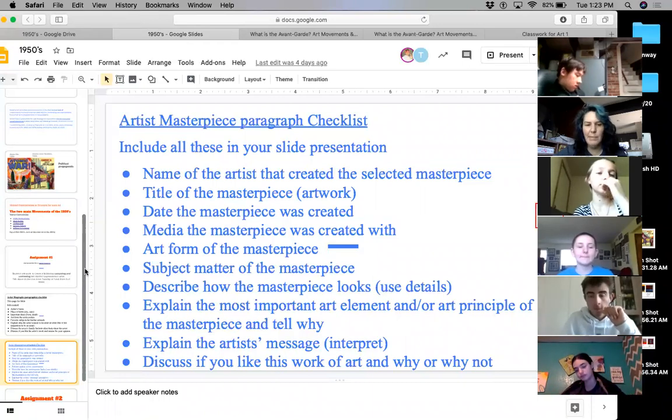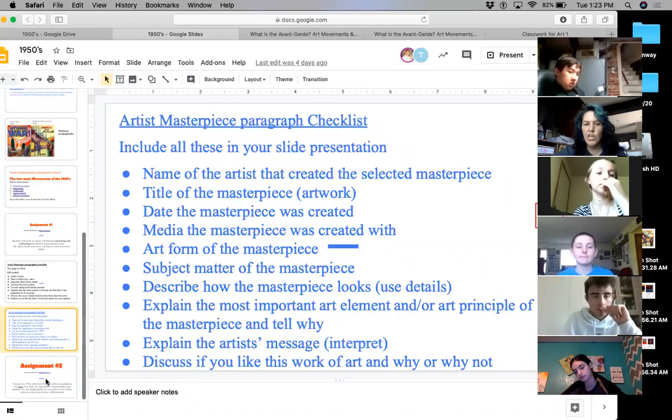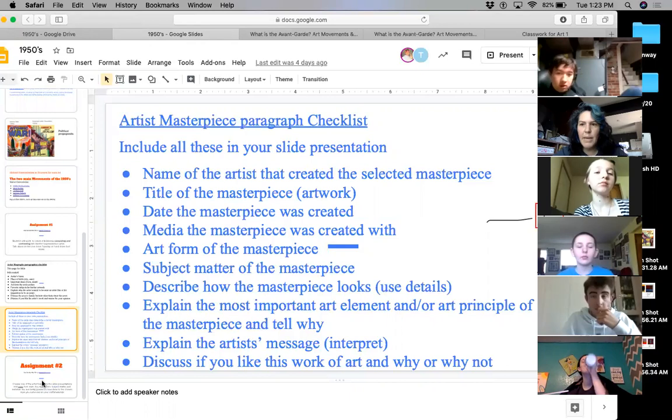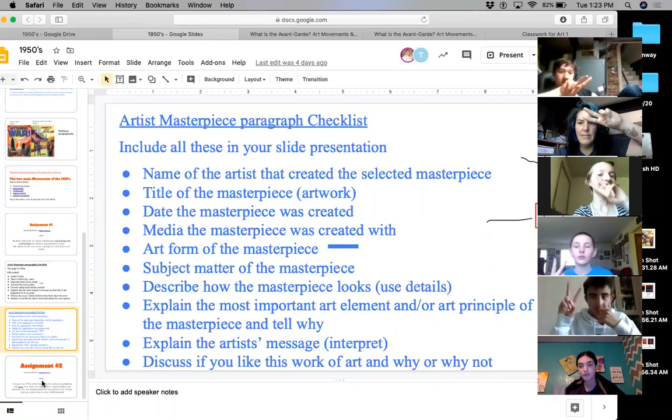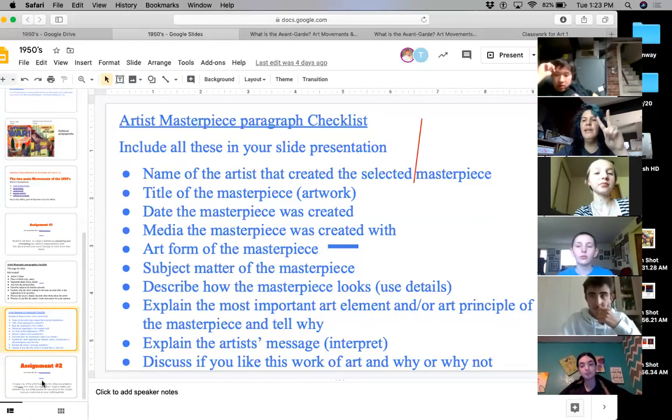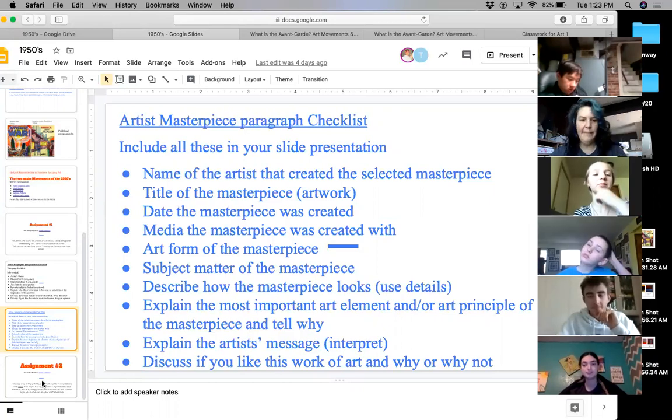So that's your first assignment. You're just comparing and contrasting two artists, two different pieces of work. So show me on your fingers, how many artists? Two. Right, so two completely different artists. You cannot compare Jackson Pollock and Jackson Pollock. That's the same person.